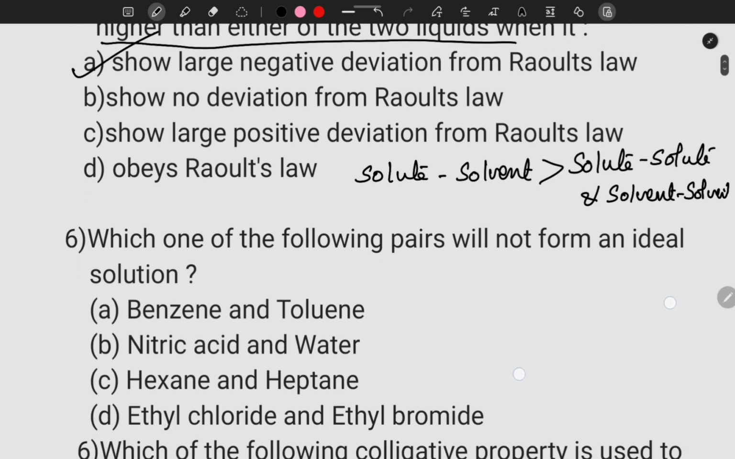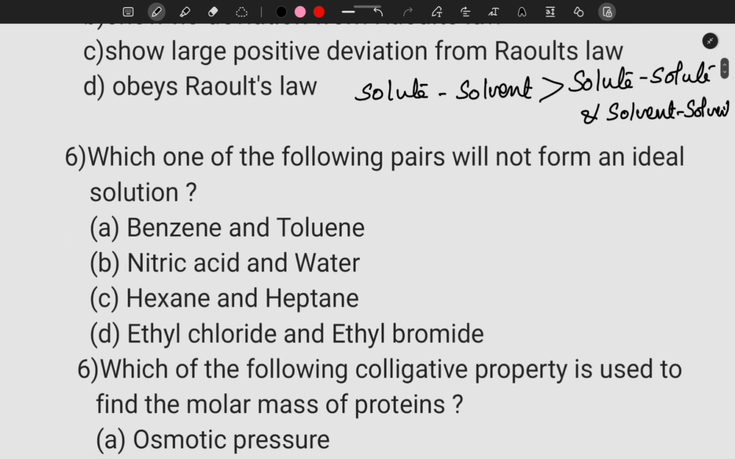Which one of the following pairs will not form an ideal solution? So benzene and toluene is ideal. Nitric acid and water is non-ideal, that shows negative deviation. Hexane and heptane ideal. Ethyl chloride and ethyl bromide ideal. So our answer is B.